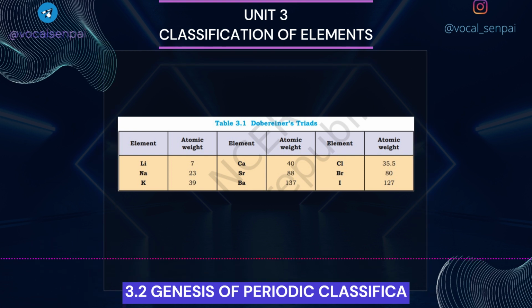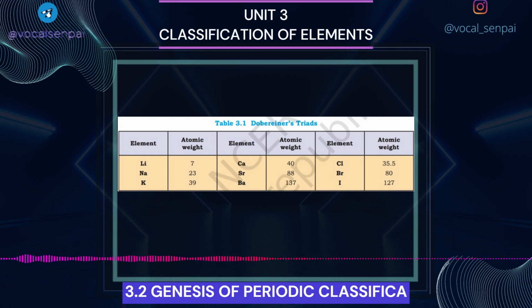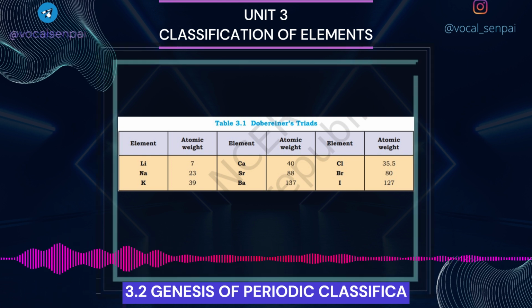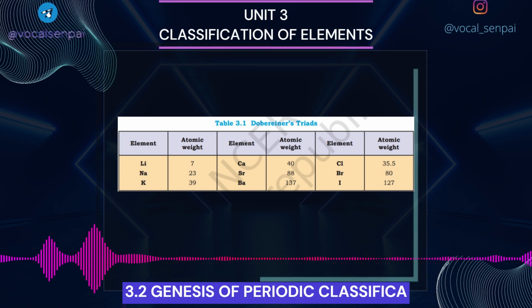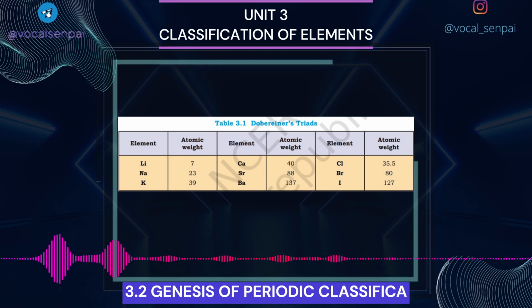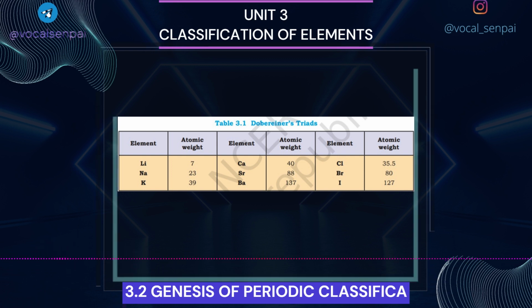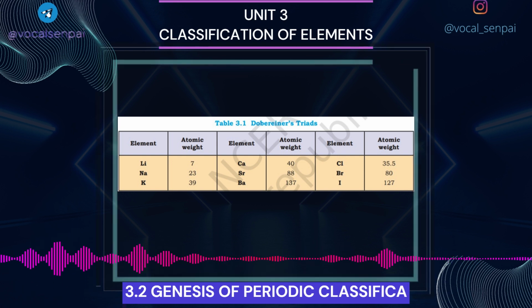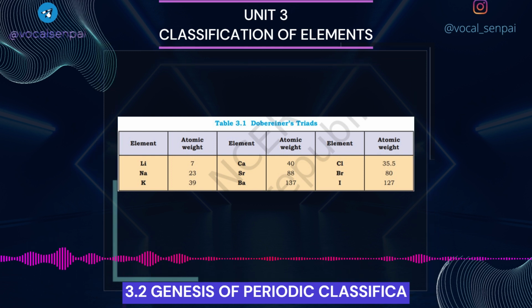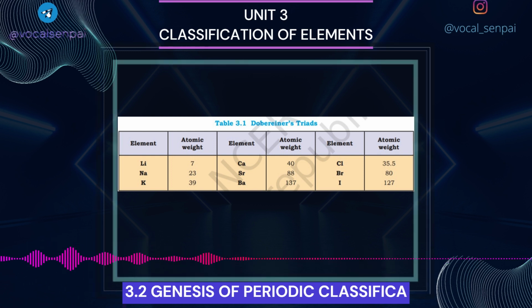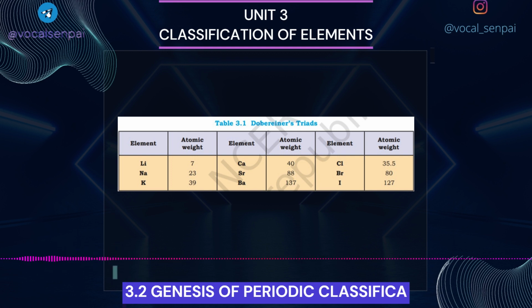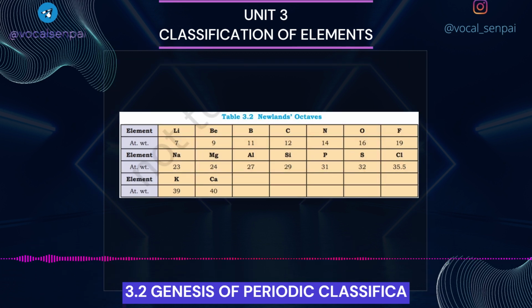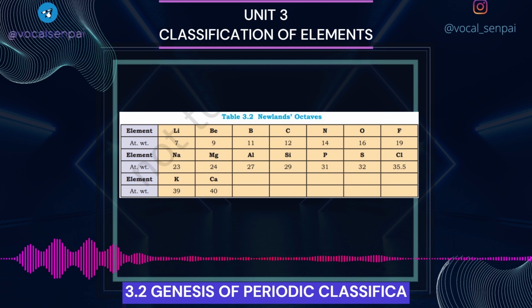In each case, he noticed that the middle element of each of the triads had an atomic weight about halfway between the atomic weights of the other two, table 3.1. Also the properties of the middle element were in between those of the other two members. Since Dobereiner's relationship, referred to as the law of triads, seemed to work only for a few elements, it was dismissed as coincidence.